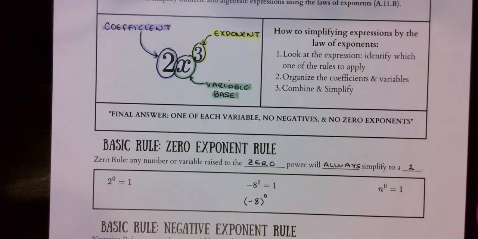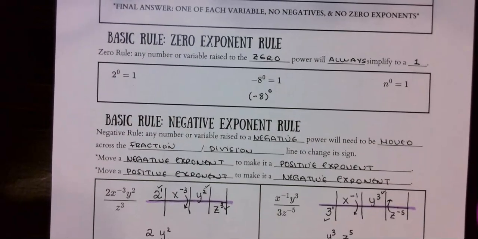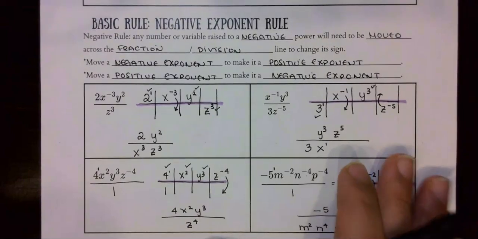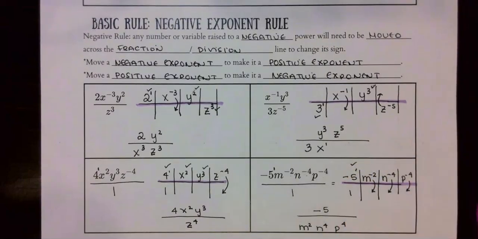The second basic rule that we talked about was the negative exponent rule: if you have a negative exponent, then we can move it to the opposite side of a division or a fraction line, and it will change the sign from a negative to a positive. It also works backwards, so we'll talk a little bit more about why we would move a positive and turn it to a negative later on.